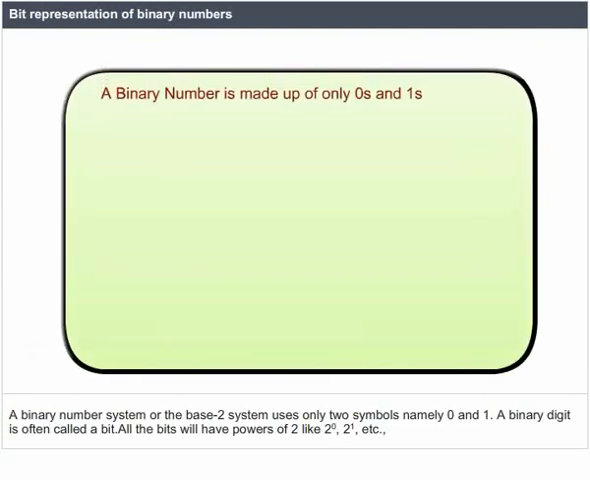Bit representation of binary numbers. A binary number system, or the base 2 system, uses only two symbols, namely 0 and 1. A binary digit is often called a bit. All the bits will have powers of 2, like 2 to the power 0, 2 to the power 1, etc.